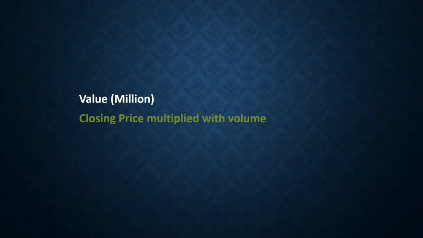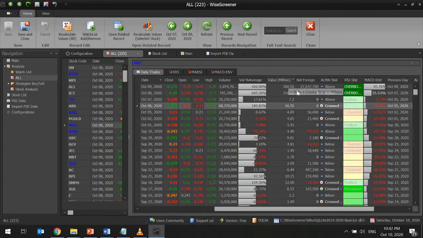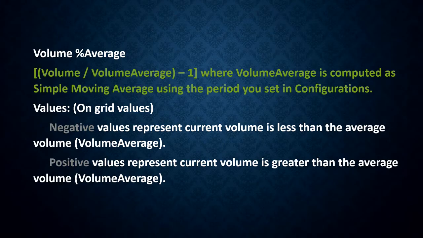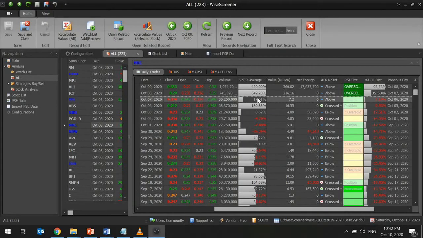Value in million. Closing price multiplied with volume. Volume percent average. Volume divided by volume average, minus 1, where volume average or average volume is computed as simple moving average of volume using the period you set in configurations. On grid values, negative values represent current volume is less than the average volume. Positive values represent current volume is greater than the average volume.